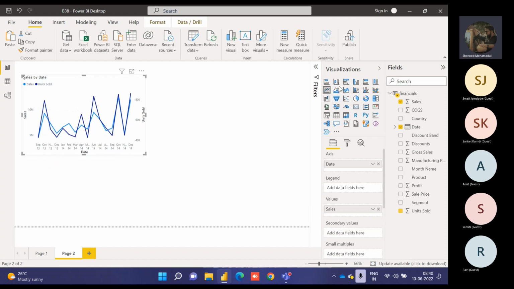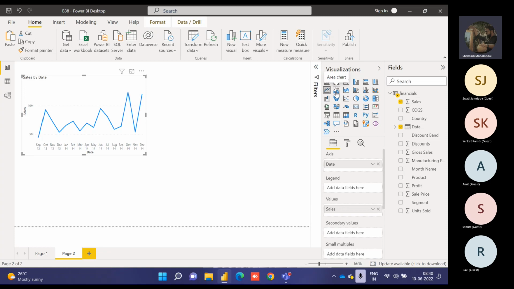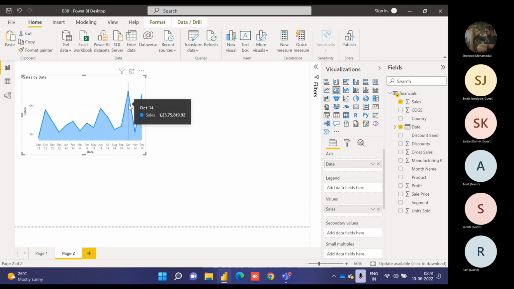There is another one similar to it, which is called an area chart. So what is area chart? Area chart is nothing but the same thing, but you will have the area below the line shaded with the same color. That is what area chart is. There is no other difference. Line chart and area chart, it's the same representation.